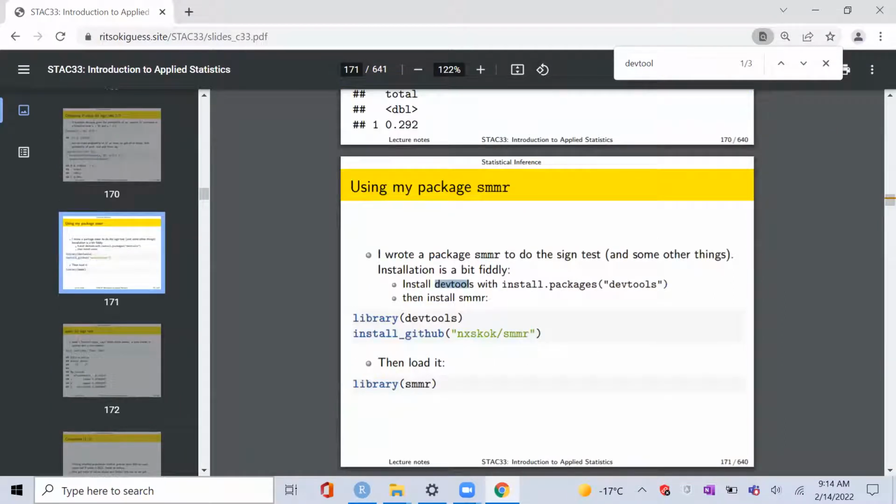Yeah, here it is. This is it, right? So you see that in order to use this package SMMR, you have to download DevTools first. But sometimes there's issues installing DevTools and then using install GitHub. It's because you need to use install GitHub, and install GitHub is in the DevTools package. Right, because his package SMMR is actually not in CRAN, it's on his GitHub page, right? So in order to install his package, you need to first install DevTools.